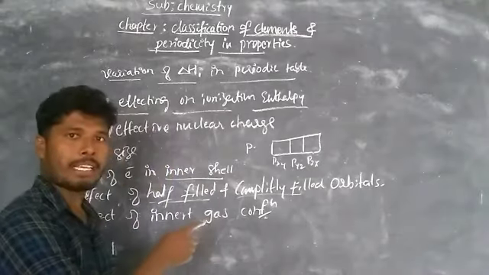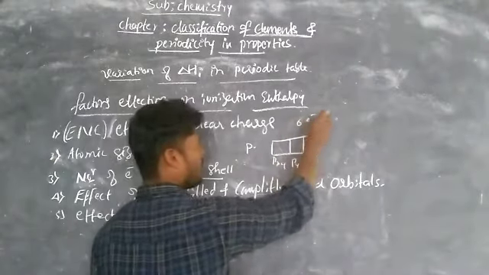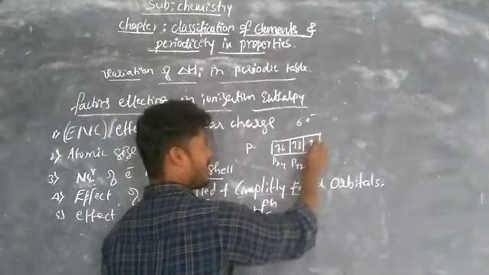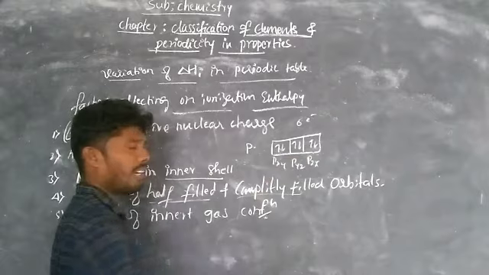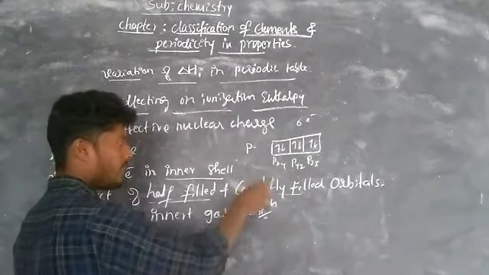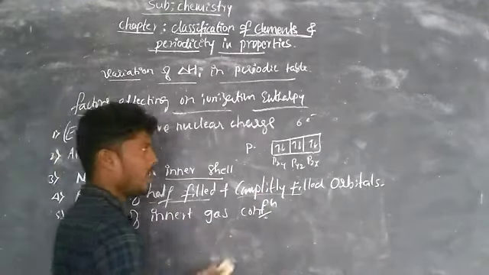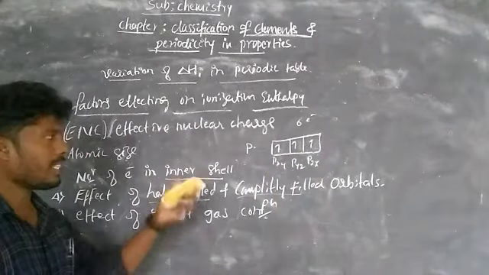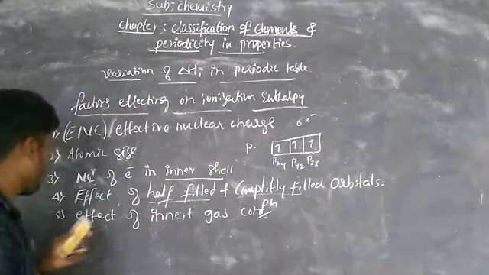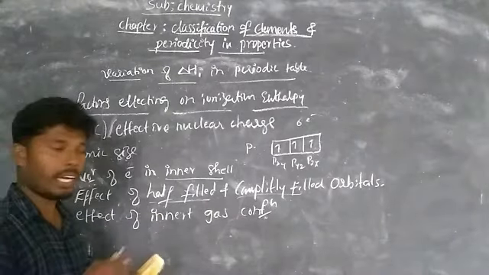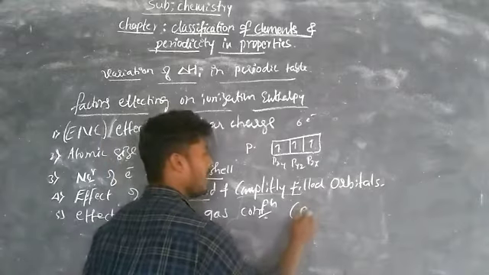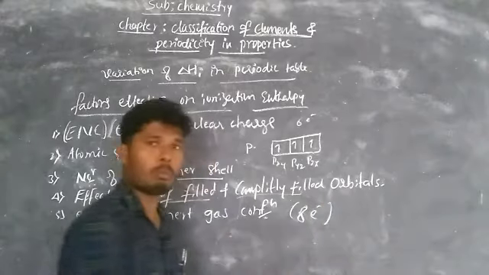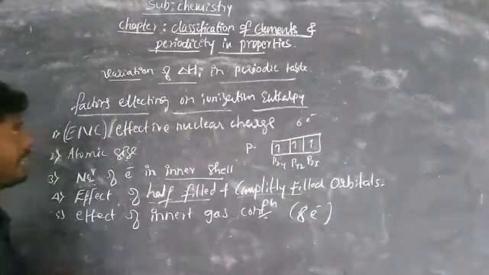These 3 orbitals can accommodate 6 electrons, which we write as 1 2 3 4 5 6. Now it is completely filled, the most stable orbital. Half-filled means only one electron in each orbital, and that is also most stable. Now the effect of inert gas configuration. Inert gas configuration is 8 electrons in the outermost shell. Noble gas configuration with 8 electrons is very stable. So this is the ionization enthalpy.